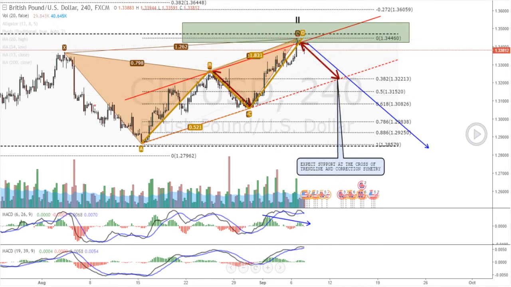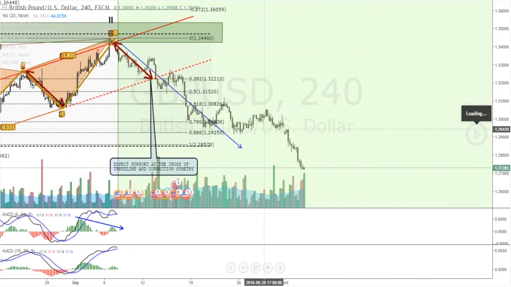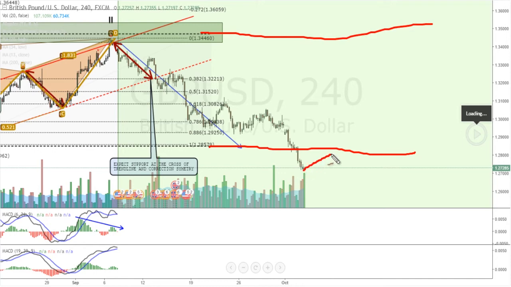I was looking for price to find some support there, but then continue down, find another support down there, then continue down, and that's exactly what it did. So I did get my target hit here. The channel would be this thing, so it could come back, give you an entry there, and then continue down.